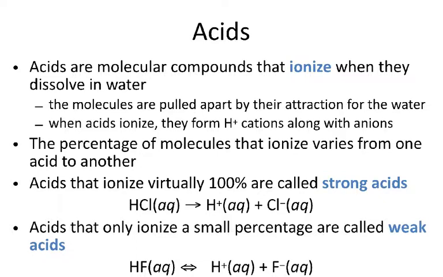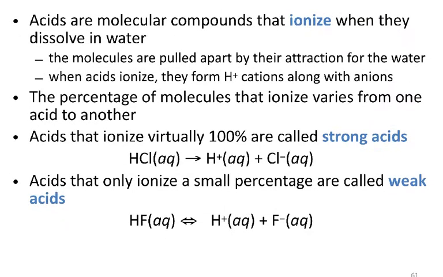Acids that only ionize a small percentage of the way are called weak acids. So hydrofluoric acid, notice we use this two-way arrow. That indicates that there's significant amounts of both the reactant and the product present. It's called equilibrium. And only 1 to 5% of the total is broken up into the ions. The rest of it is still as molecular HF entities.